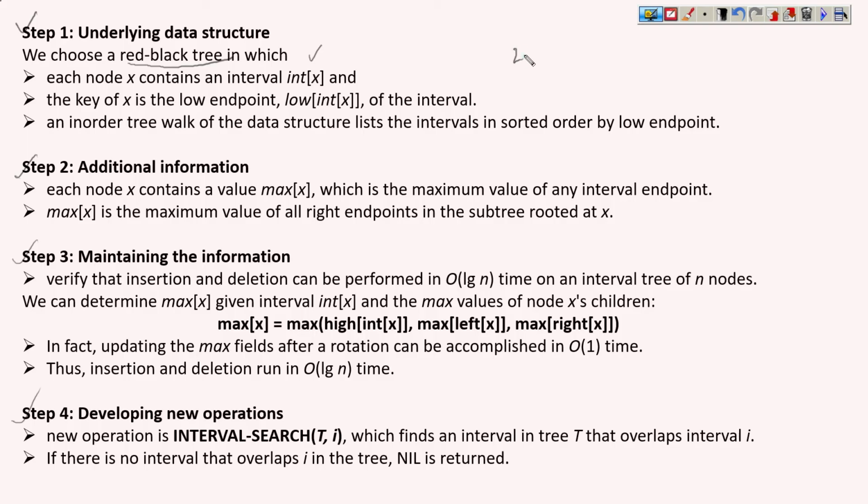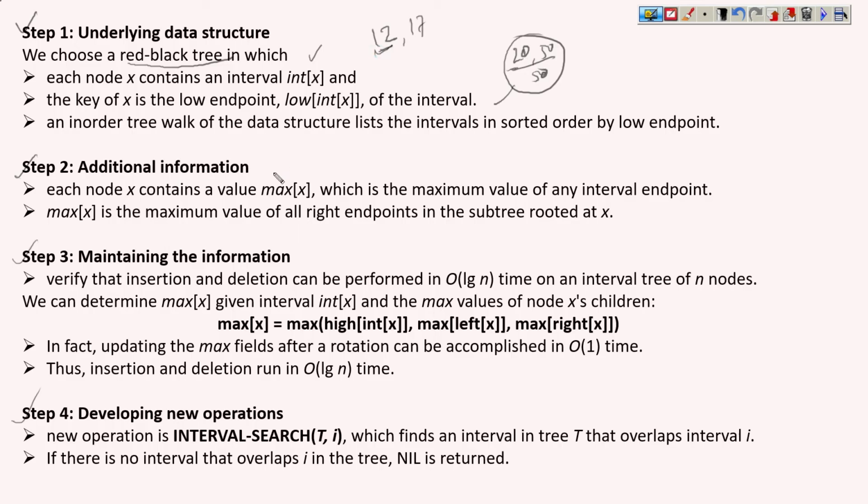So for example, this is interval 20 50. Let me write it again. 20 50 is given here, and we are going to insert an interval, let's say 12 17. Then we will check the lower value of this and the lower value of this, and this is less than this, so we have to go to the left side. And also when we make an in-order traversal, the nodes are sorted on the basis of this low of int x.